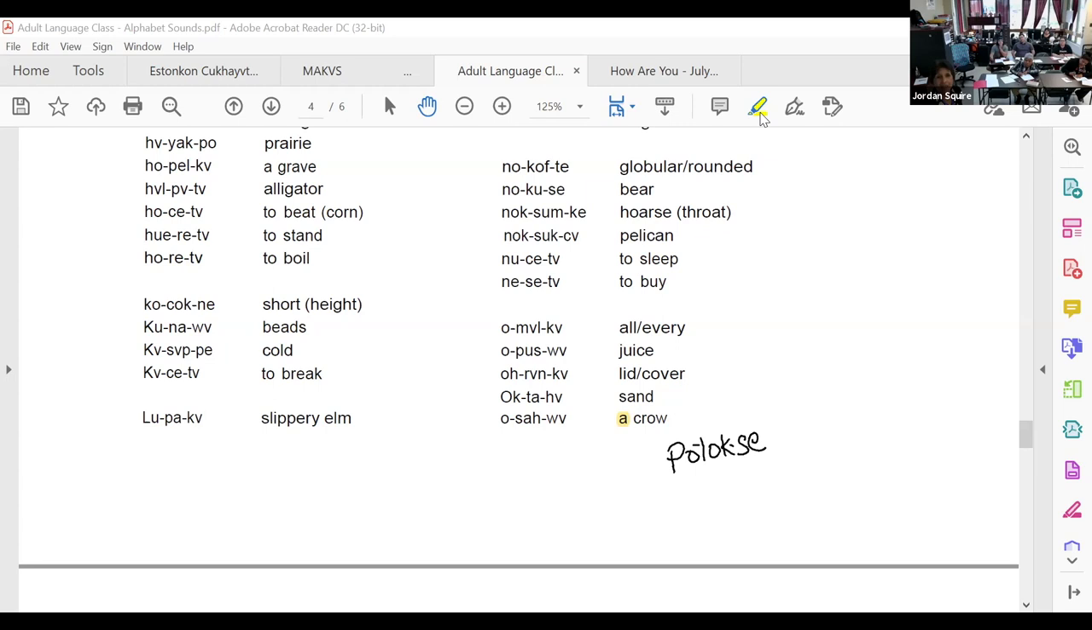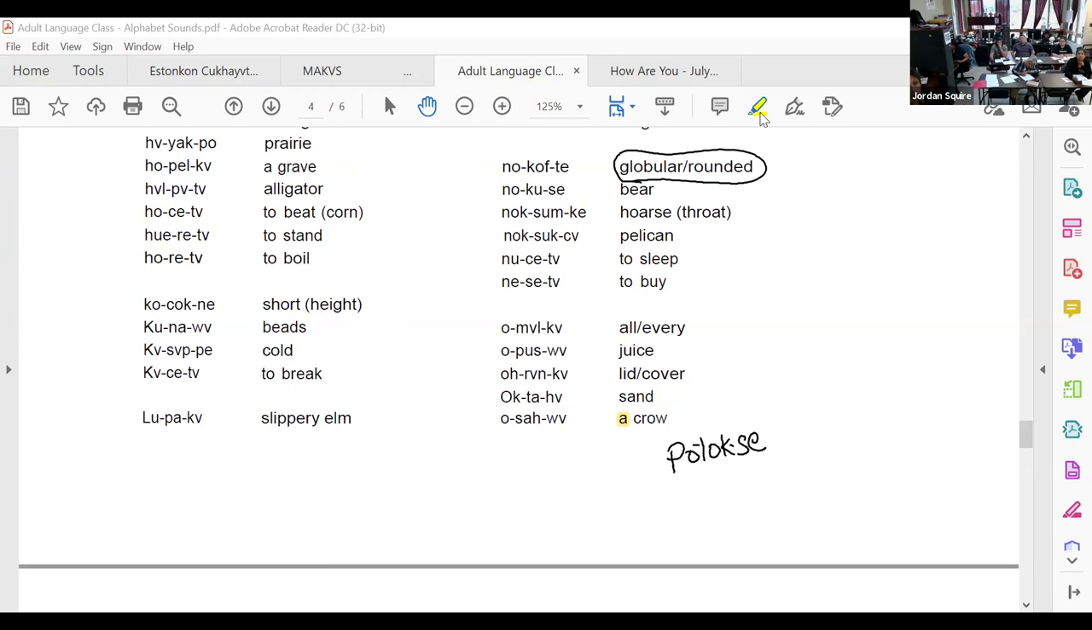Okay. So rounded and globular is boluksi. I can't even say that now. Boluksi. Okay, this is this. Right there, boluksi. But nogufti is when you make a fist. When you make a fist, that's nogufti, okay? Nogufti.